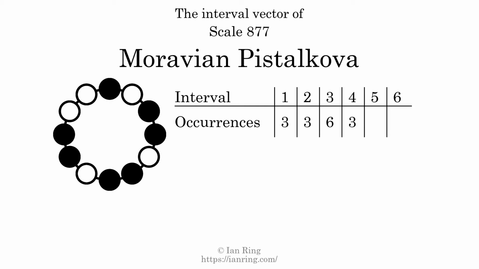There are three intervals with the size of four semitones. They are here, here, and here. There are three intervals with the size of five semitones. They are here, here, and here. There are three intervals with the size of six semitones. They are here, here, and here. Each interval does not appear in this scale a unique number of times, so this is not a deep scale.